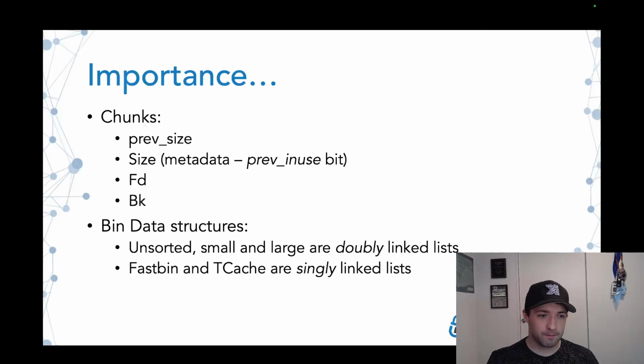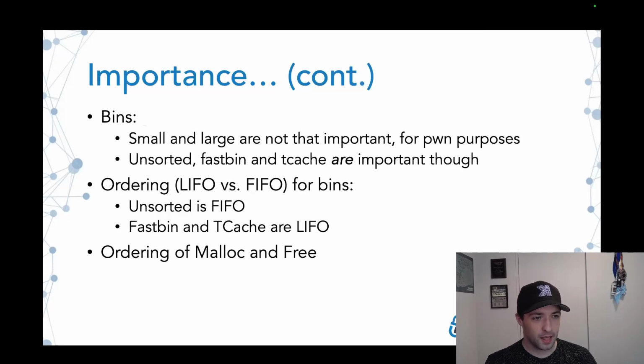So as a recap here, we have chunks which have a prev size, a size which has metadata bits like the prev in use bit, FD and BK pointers. Then there are bins, and bins are just pointers to the beginning of a linked list. And there are unsorted, small, large, fast bin, and T-cache bins. The ordering of unsorted is FIFO, and I think that's also the case with the small bin. And then the fast bin and T-cache are last in, first out.